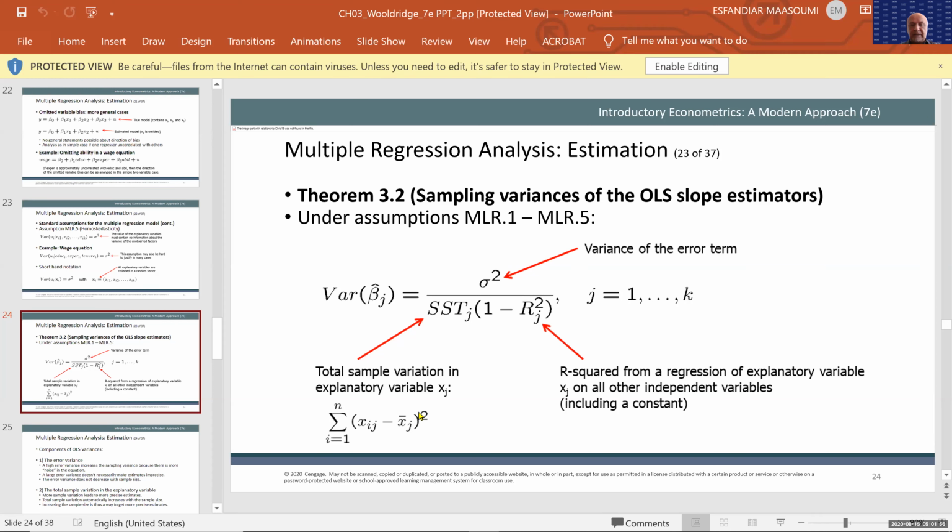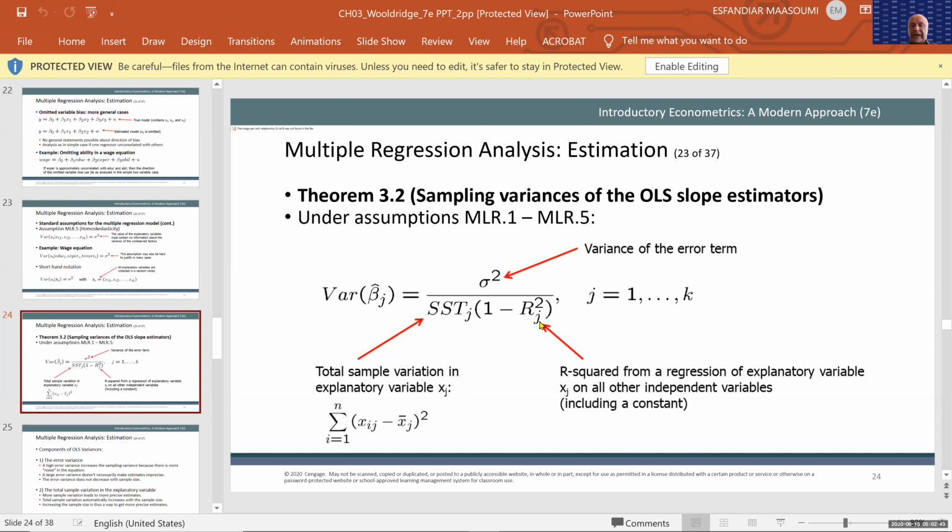SSTj is the variability in the jth regressor in the sample. That's good because it's reducing this variance. The larger that is, the better. And then there is this inflation factor, 1 minus Rj squared. What's Rj squared? Remember, this is the jth variable's variability, and now Rj squared is the R squared of a regression of this xj regressor on all the others. Remember, we used to do that to get the residual in the partialing out interpretation. That's the R squared of that regression.